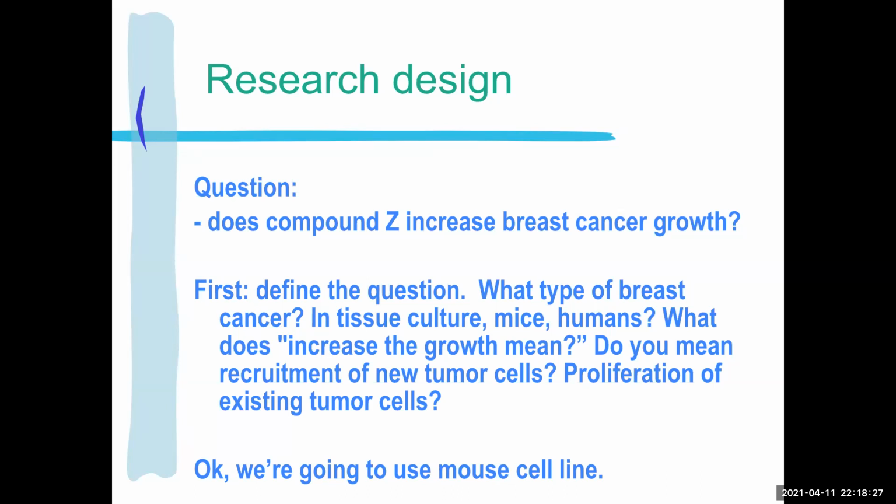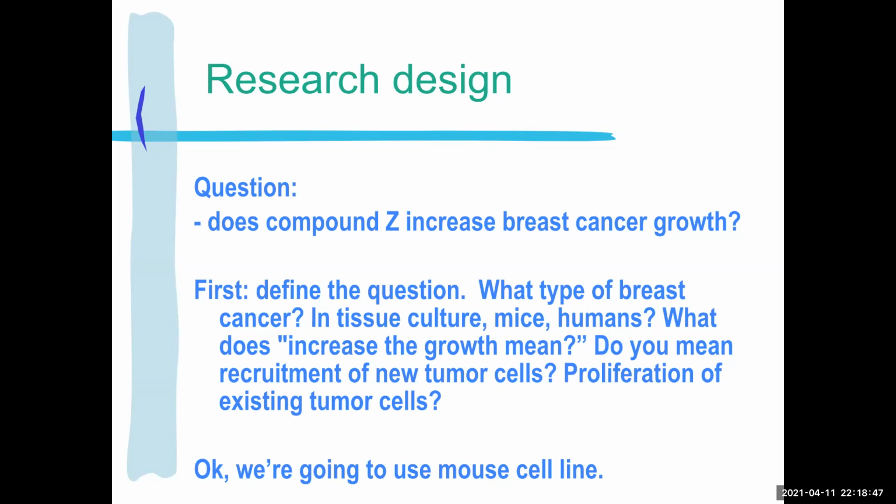Well, first, I have to define the question better. So what type of breast cancer? Are we talking tissue culture, mice, humans? And what does increase the growth mean? That's kind of vague. Do I mean recruitment of new tumor cells, or proliferation, which is cell division of existing tumor cells? And these are just some of the questions.